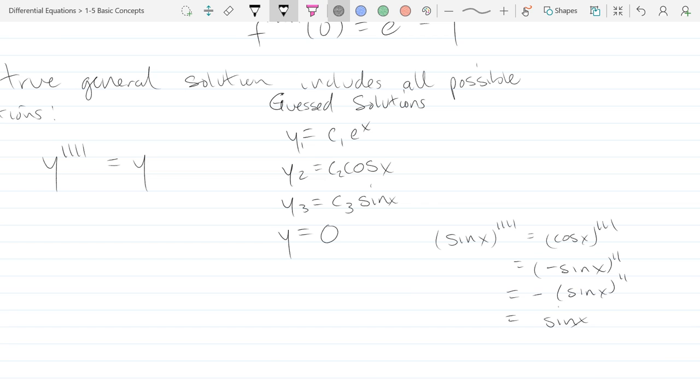Now there is the y equals zero solution in this problem. Doesn't always work, but how could I cover this solution with the y1 I already chose? What constant value could I use? So if I say c1 is 0, I'll have covered the y equals 0 one. So this would be redundant. So I don't need this one.